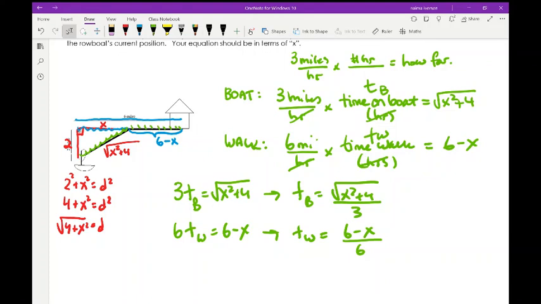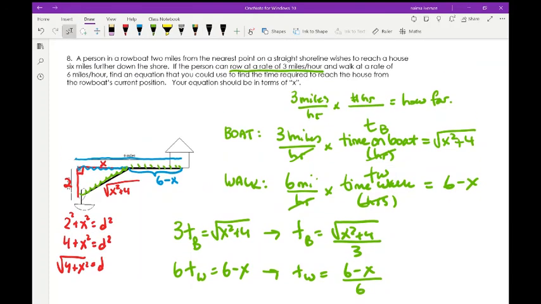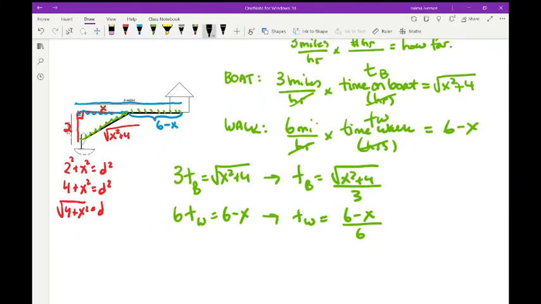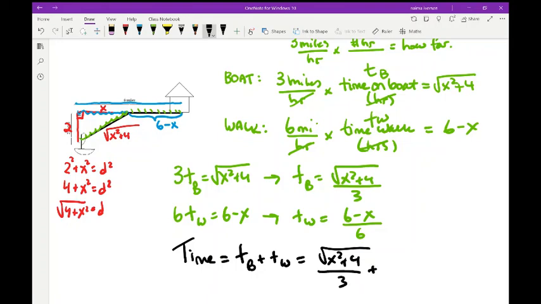The question says, find the time required to reach the house. So the total time that we're dealing with is going to be the time boating plus the time walking, which will be the square root of x squared plus 4 over 3, and then 6 minus x over 6.